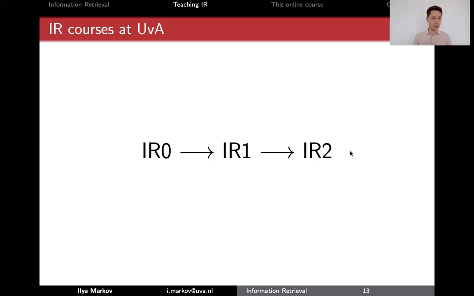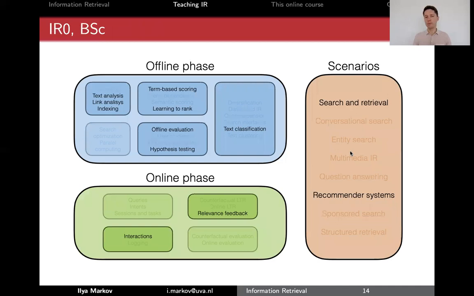So what do we choose to teach at the bachelor level? At the bachelor level, we mostly focus on the offline phase, mostly about text analysis and processing and storing, mostly text-based scoring. A little bit we touch on learning to rank. We study in detail offline evaluation, hypothesis testing, and we only touch again on interaction and relevance feedback, so that students know that this phase is there. And we mostly study search and retrieval. Again, recommender systems is just touched upon. So it's mostly the offline phase for search and retrieval, and that's the bachelor level course.